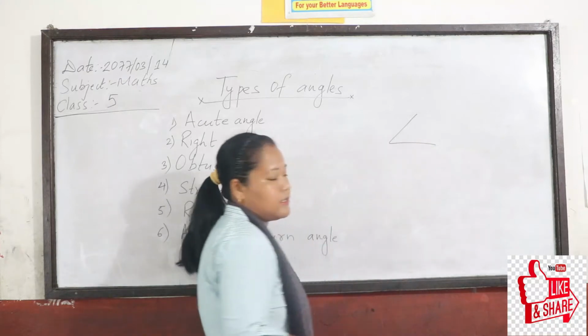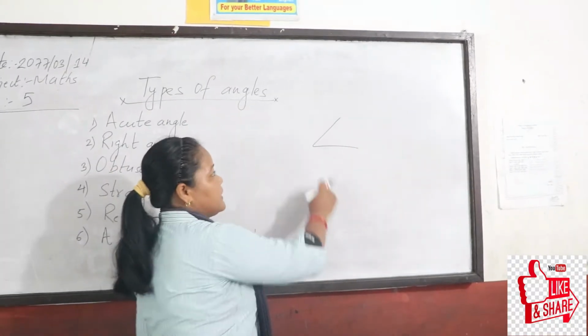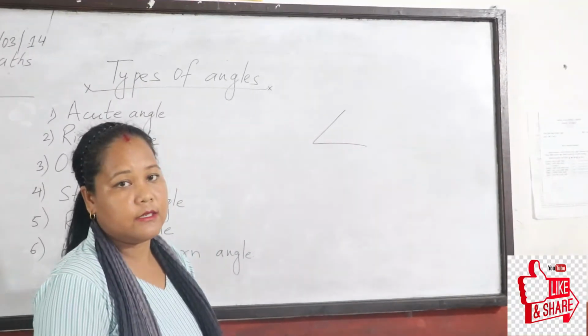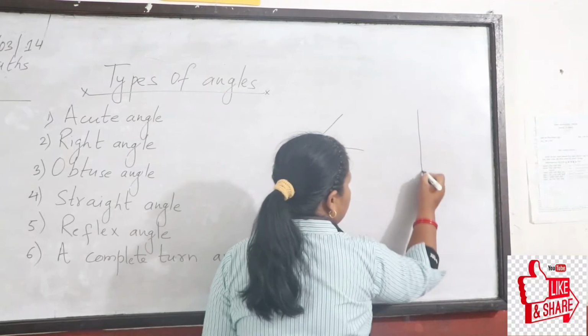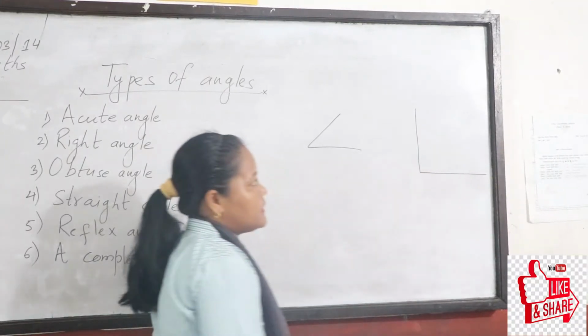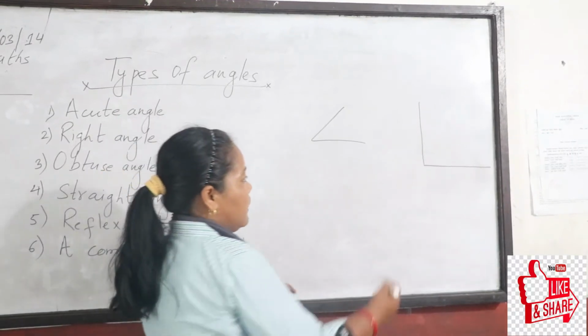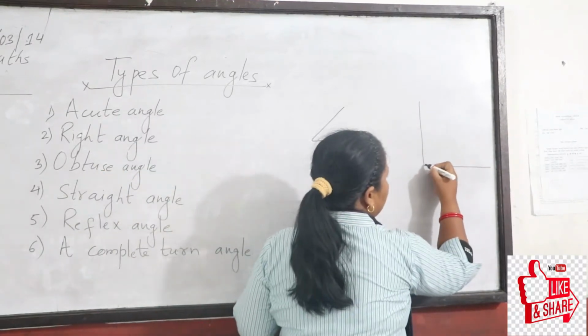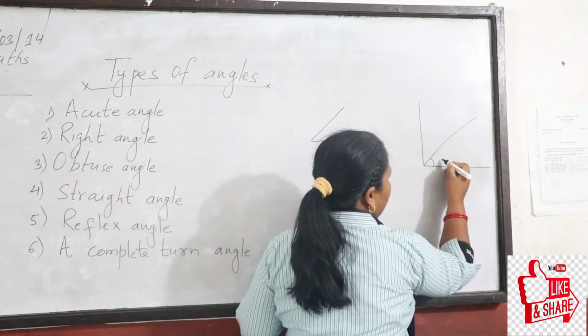Okay. This is acute angle. Its measurement is less than 90 degree. You know 90 degree? Yes. This type of angle, this is 90 degree. And less than this 90 degree, this angle is acute angle.